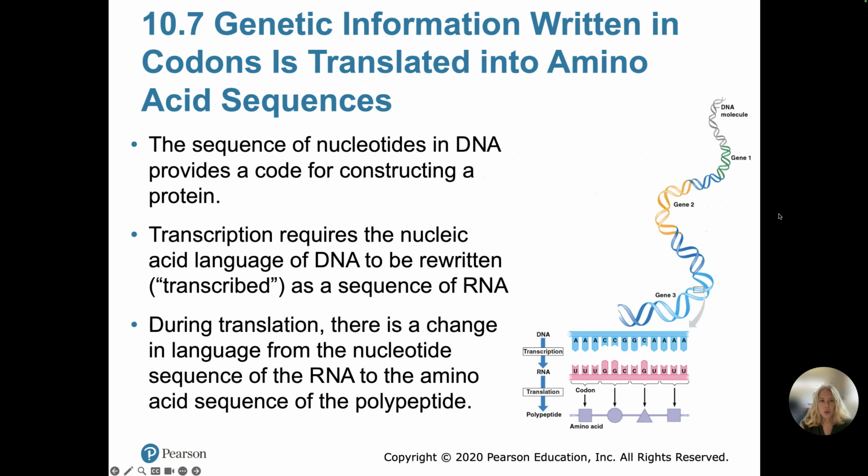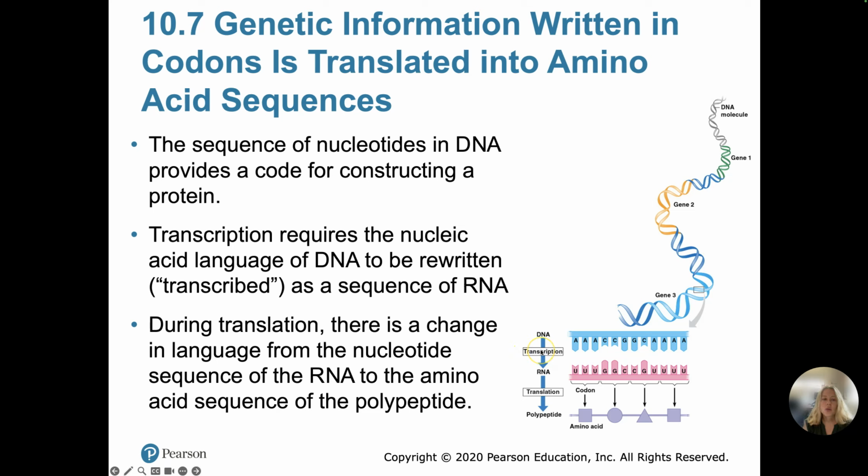So genetic information written in codons is translated into amino acid sequences. The sequence of nucleotides in DNA provides a code for constructing a protein. So if we take a look at this image here, we have a double-stranded DNA helix with different genes. The genes are different colors. So we have gene 1 that's green, gene 2 in yellow, and then gene 3 in light blue. We're zooming in on a particular part of gene 3, and we can see the DNA sequence code right here. AAA, CCG, GCA, AAA.